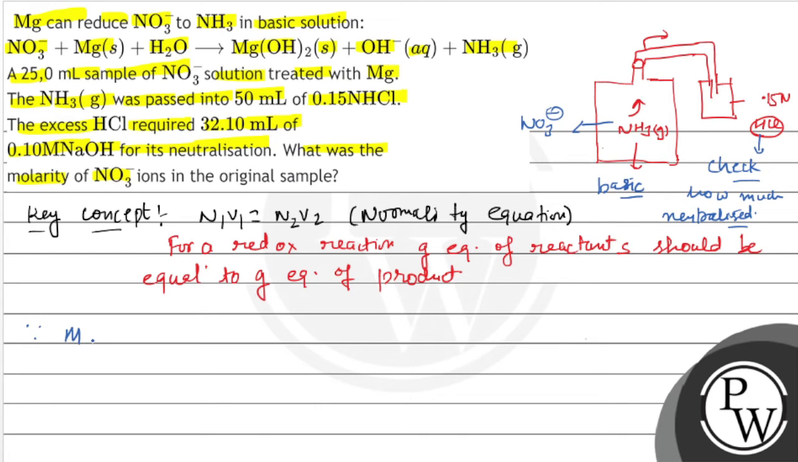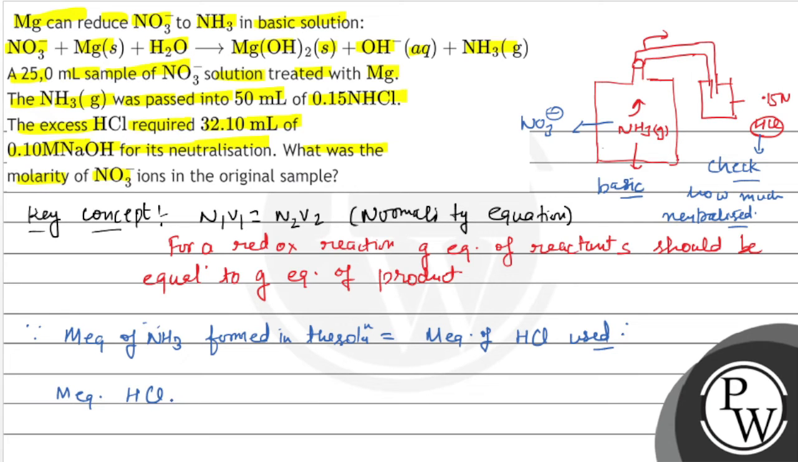Since milli equivalents of NH3 formed in the solution would be equal to milli equivalents of HCl used. Now for milli equivalents of HCl used, we will calculate it as follows.